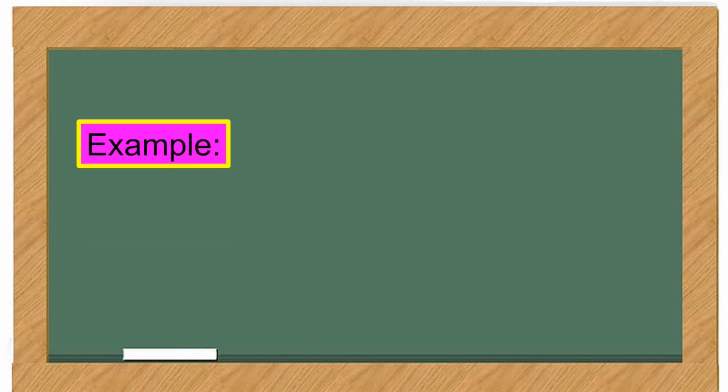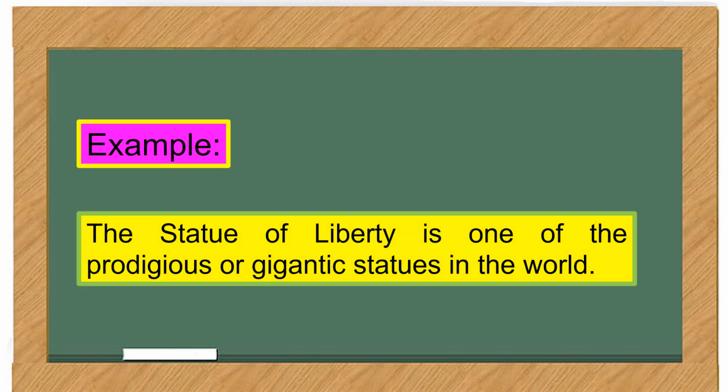Let us have another example for synonym clue. The Statue of Liberty is one of the prodigious or gigantic statues in the world. The unfamiliar word is prodigious. The signal word used is or, and we all know that or is a signal word for synonym clue. So what is the synonym of the encircled word? Yes, gigantic is the synonym of prodigious.